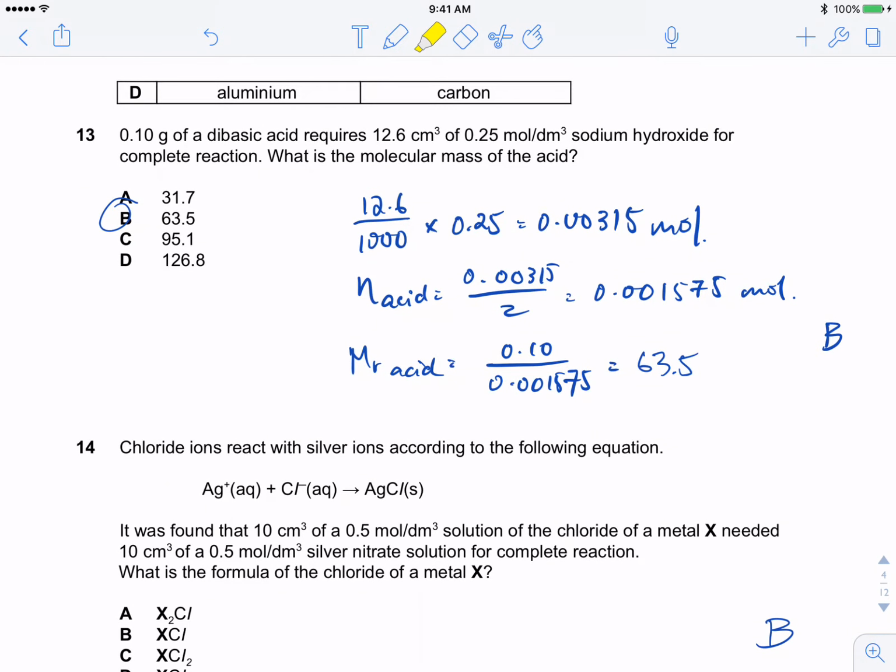Question 13. 0.1 gram of dibasic acid requires this amount of sodium hydroxide for a complete reaction. What's the molar mass of the acid? Okay, so for this question, every time you encounter a mole question that you cannot do, first find the number of moles of something. Based on the information given, the first step should be finding the number of moles of NaOH. Take the volume multiplied by the concentration, that's the number of moles. For the number of moles of acid, take note, this is a dibasic acid. So, for a dibasic acid, let's say H2SO4.